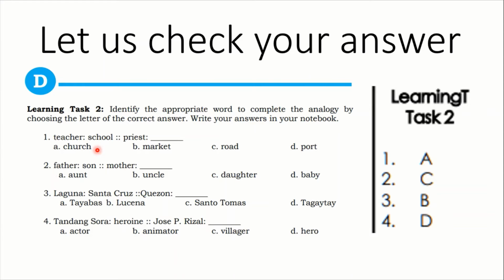Correct. We always find, or we usually find, the priest preaching in the church. Number 2, father is to son as mother is to C, daughter. Laguna is to Santa Cruz as Quezon is to B, Lucena. Tandang Sora is to heroine as Jose Rizal is to D, hero.